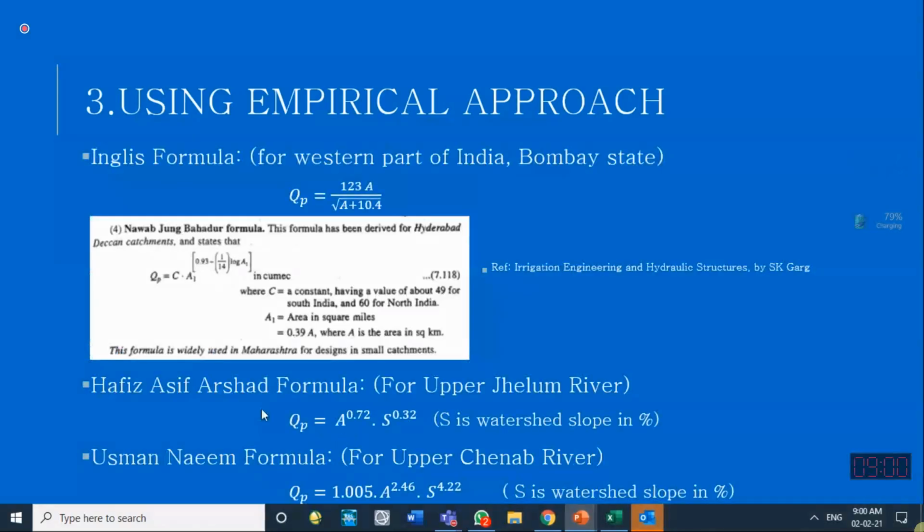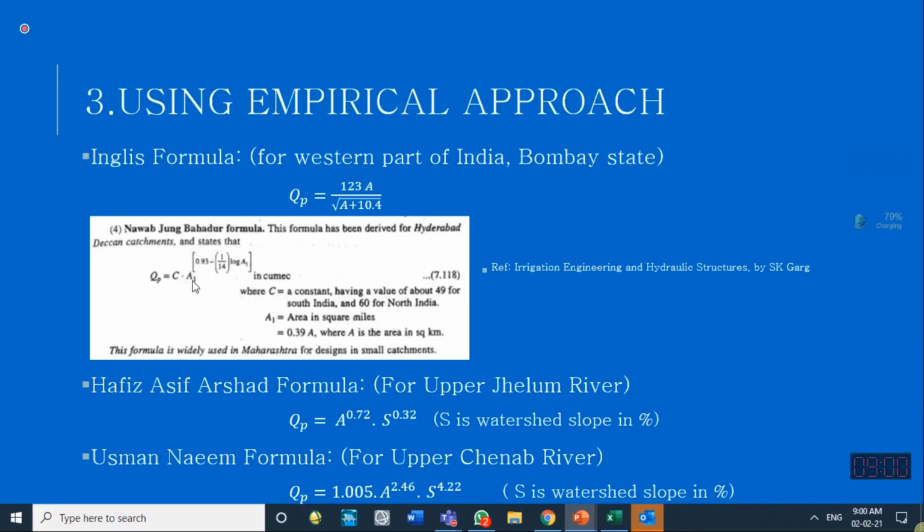English has proposed a formula for Bombay and the western part of India, and again no precipitation term is there, but because he has specified the area, the precipitation is inbuilt in this formula. It is widely used in Maharashtra for design of small catchments. C is a constant having a value of 49 for South India and 60 for Northern India. North India has higher values because of the higher slopes.